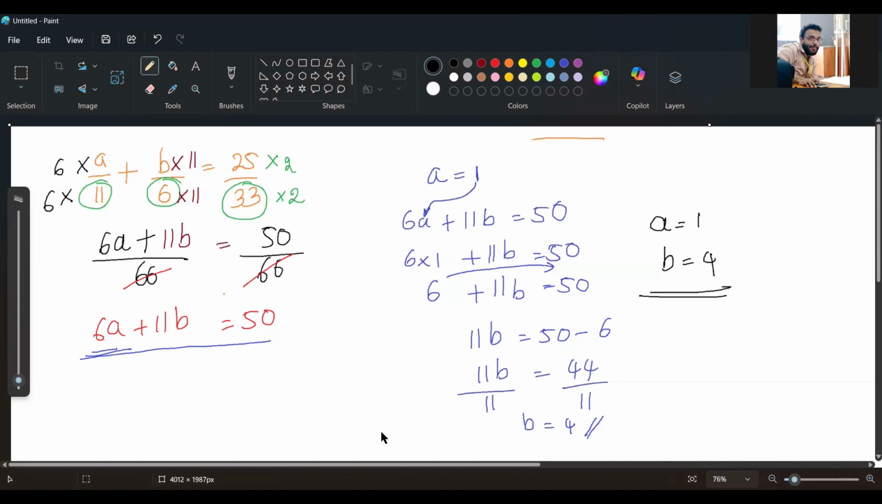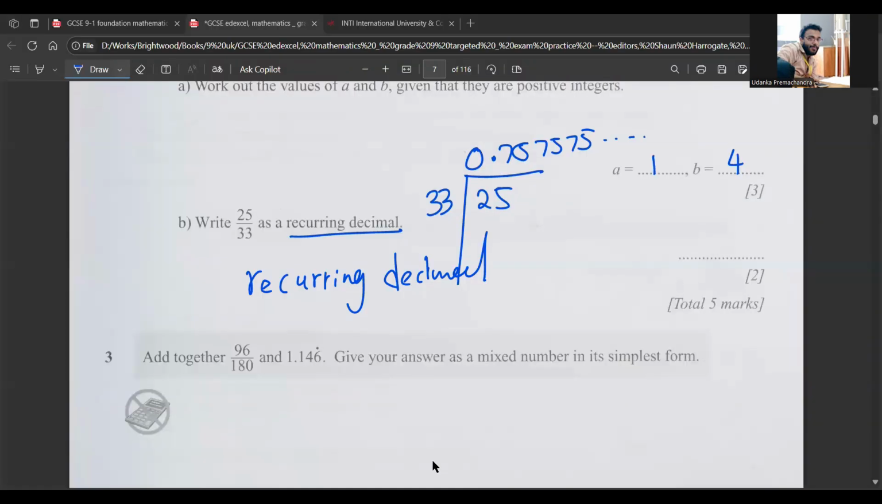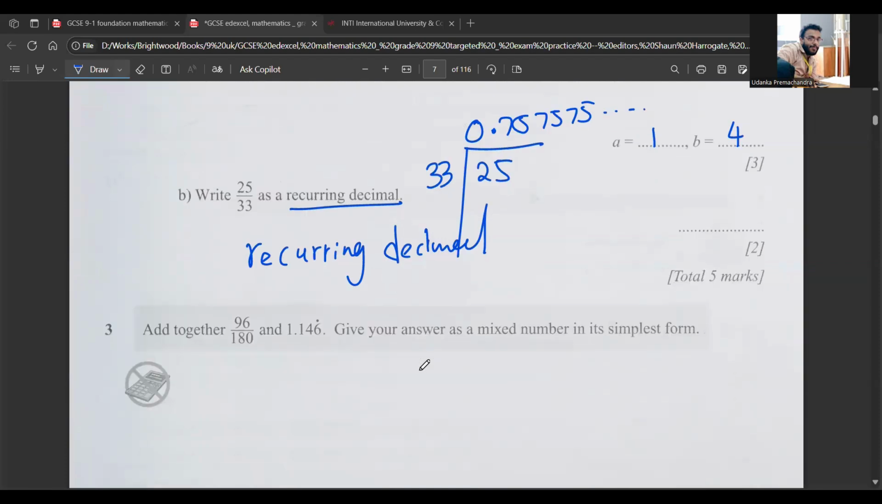Can you write this down now and think about the expressions? No need to divide this one, no? You know how to divide it. Okay. Now the next one, add together.